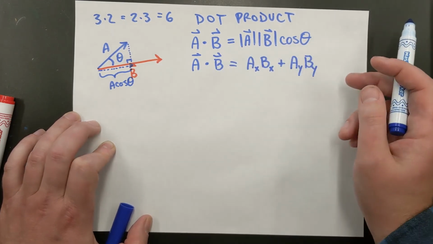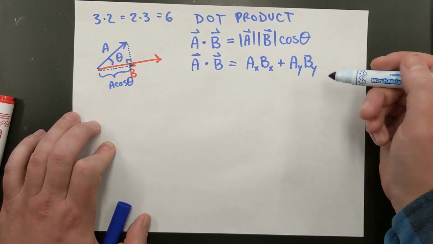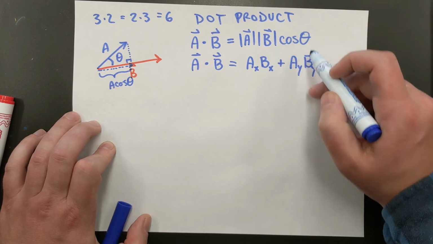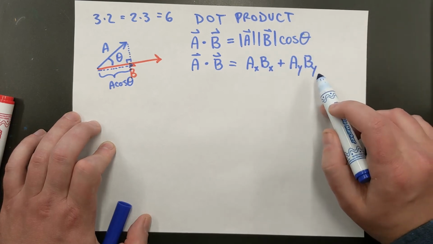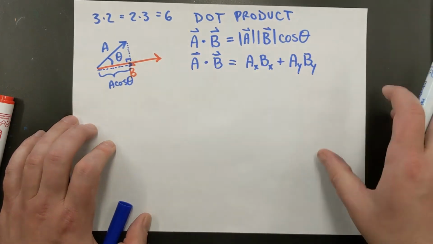So let's check a couple examples and see if these two are equivalent in at least one example. You can prove that these two are equivalent, but that's beyond the scope of this video. We just want an introduction to how to use this product with 2 vectors. So let's look at an example.